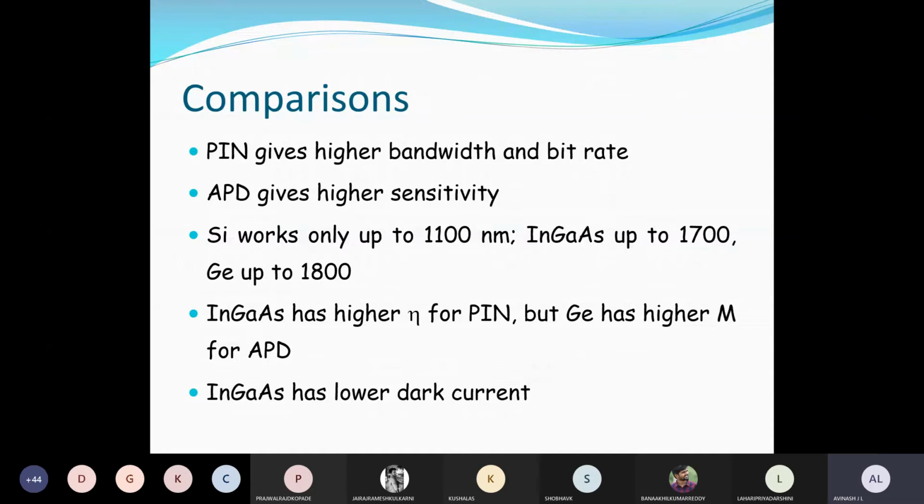Indium gallium arsenide has a higher efficiency, so higher eta. Eta means efficiency, higher eta for the PIN diode. But germanium has higher M, higher M for the APD. What is that particular?